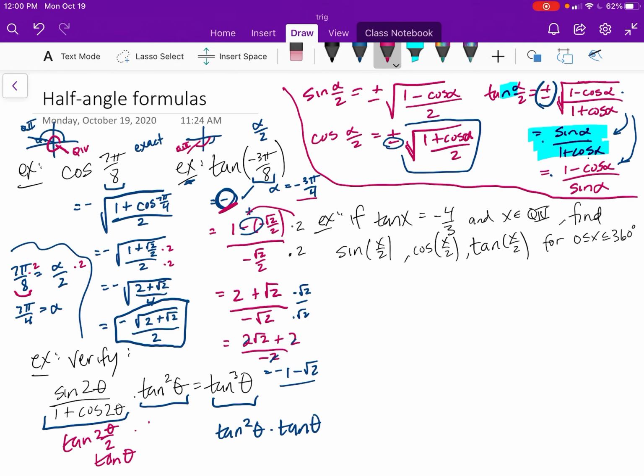And then I still have this tan squared. So I manipulated both sides slightly, but they do in fact equal, right? We verified that identity is true. Once you get one side to match the other side, you're good to go. All right, last example.